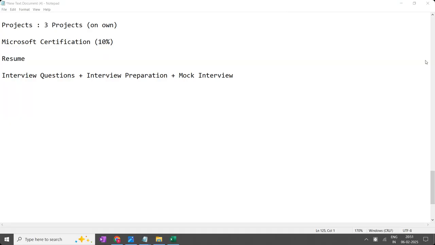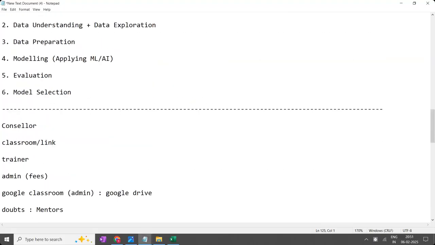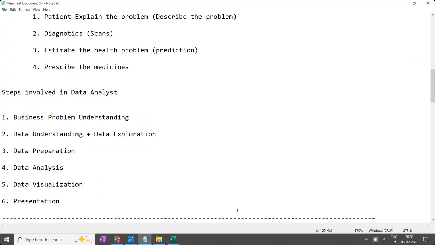Now, sir, what about the communication skill? How important is it for the data analyst? It is more important because the last step is presentation only. In the data analyst role, the last step is presentation, right? Whatever you have analyzed, you have to present properly. Is that point clear? Presentation is important, and communication skills are equally important in the data analyst role.